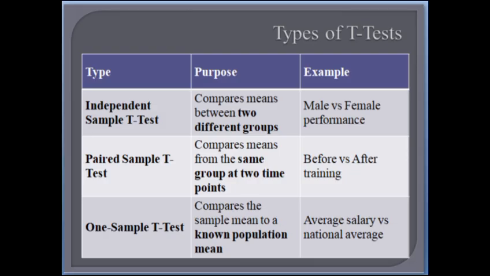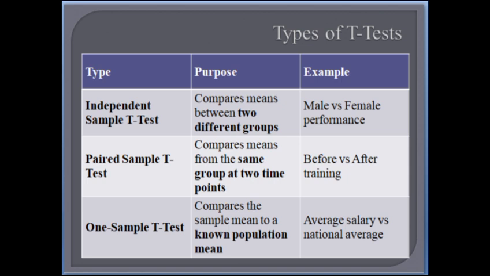Types of t-test. There are three main types of t-test. Independent sample t-test, which compares means between two different groups. For example, male versus female performance. Paired sample t-test compares means from the same group at two time points. For example, before versus after training. One sample t-test compares the sample mean to a known population mean. For example, average salary versus national average.